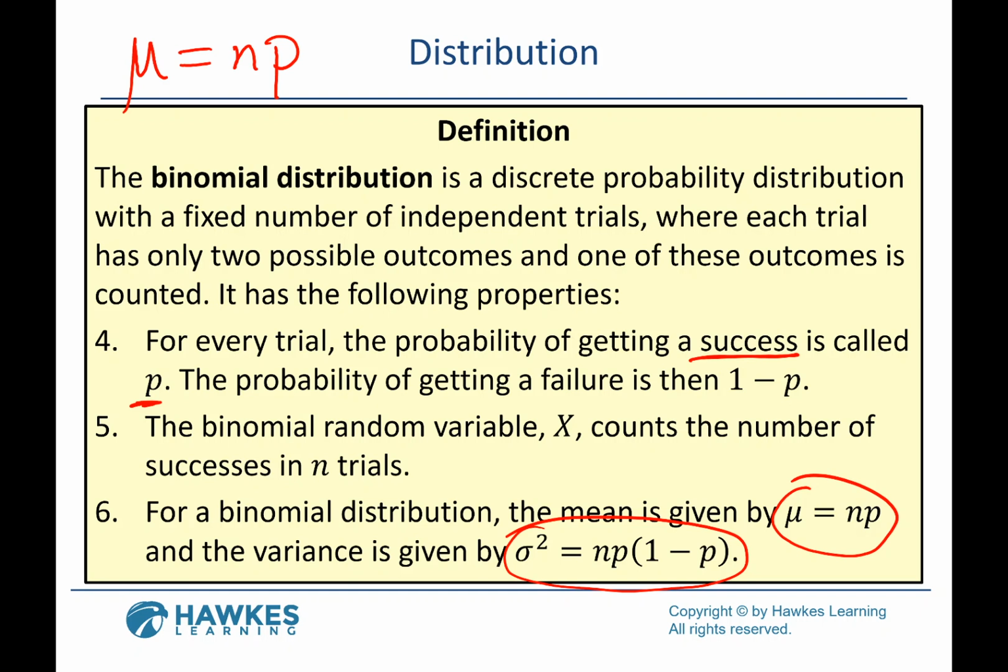And then the bottom one gives us variance. We are really going to want standard deviation most of the time. So for standard deviation, it's the square root of n times p times 1 minus p.